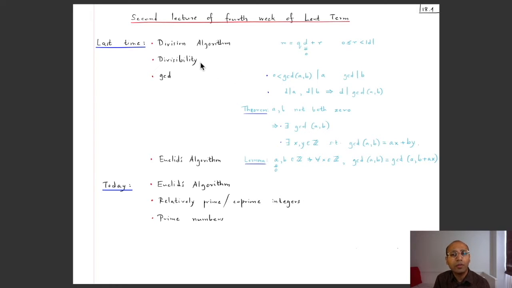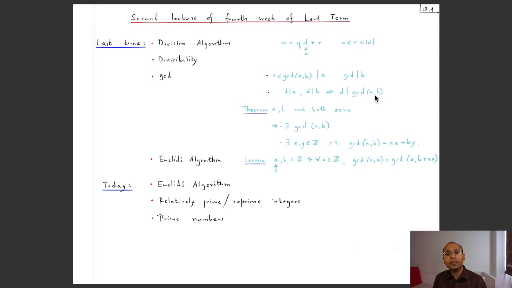Then we talked about divisibility, and then we introduced this greatest common divisor of a pair of integers. So that's a positive integer, which is a common divisor first of all, so it divides both a and b. And moreover, it's the greatest one in the sense that if you have any other common divisor d of a and b, then this d divides this greatest common divisor.